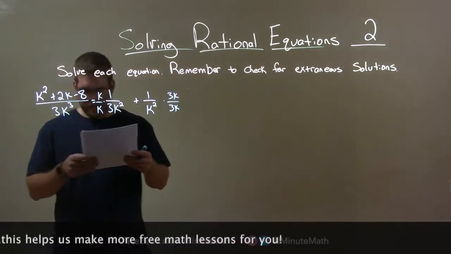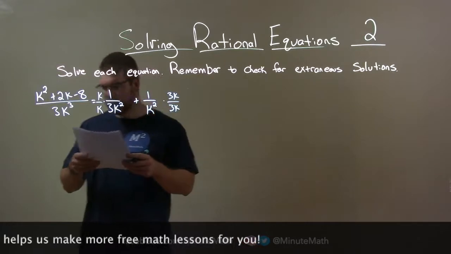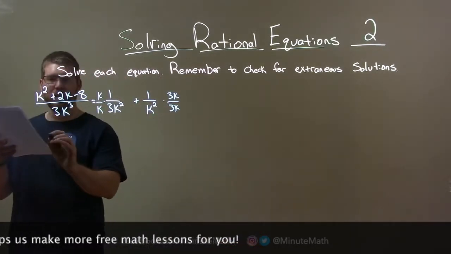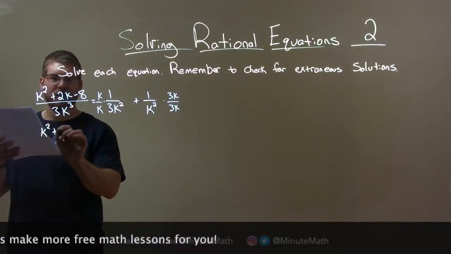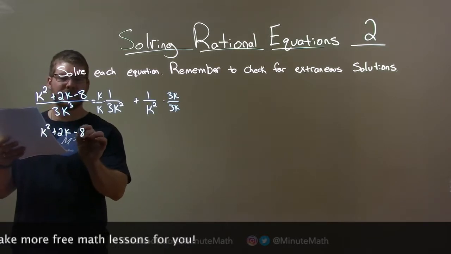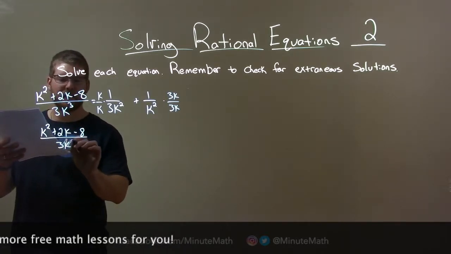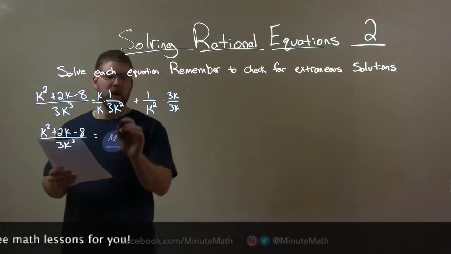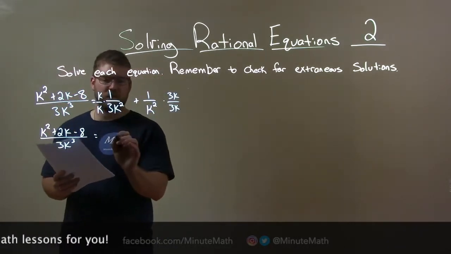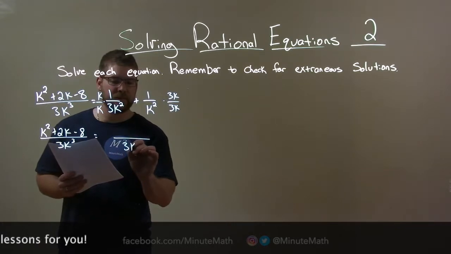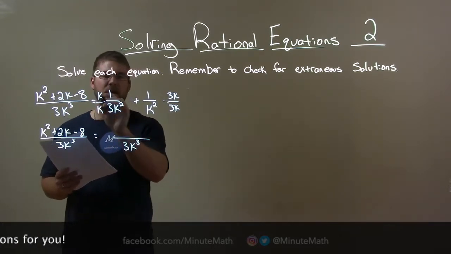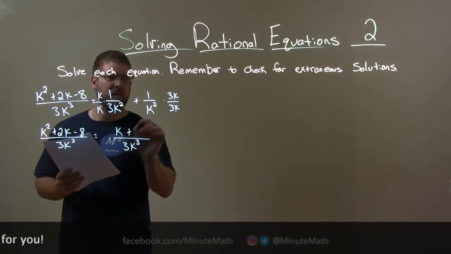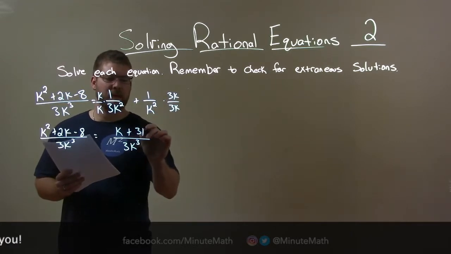So the left-hand side here, I'm going to leave as it is for the moment. We have k squared plus 2k minus 8 over 3k to the third. The right-hand side, the goal was 3k to the third power in the denominator. So we can put it together as 1 times k is k, plus 3k times 1 is 3k.